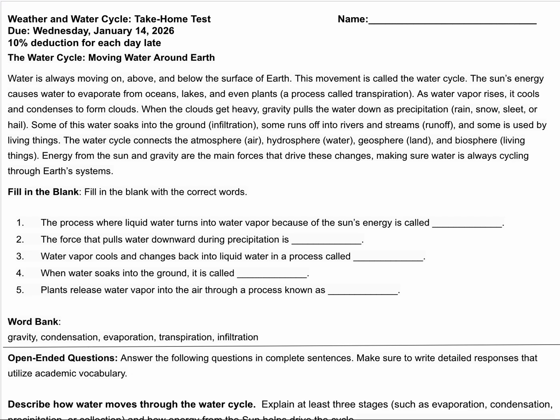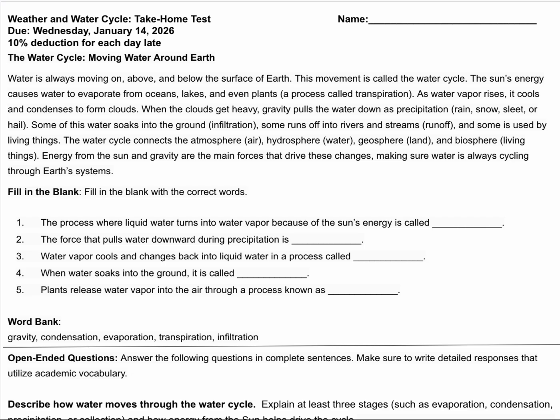through Earth's systems. Fill in the blank. Fill in the blank with the correct words. 1. The process where liquid water turns into water vapor because of the sun's energy is called blank. 2. The force that pulls water downward during precipitation is blank. 3. Water vapor cools and changes back into liquid water in a process called blank.